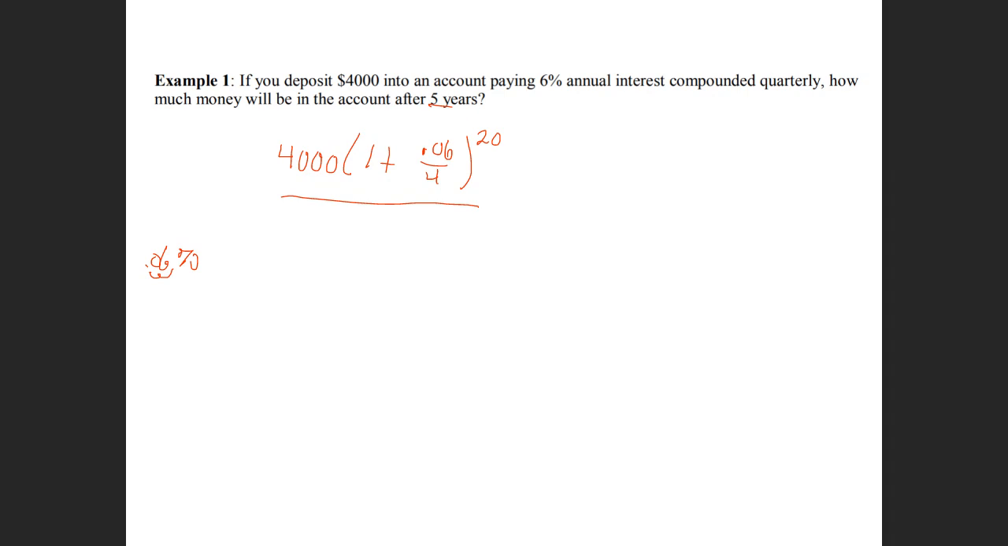And I end up with $5,387.42. Okay, so I deposited $4,000 into the bank. After 5 years, at 6% interest compounded quarterly, I would have $5,387. So I really made $1,387.42 for just letting my money sit in the bank for 5 years. Okay, so that's called compounding interest. This is the interest that we've made off of the original $4,000 that I put into the bank.